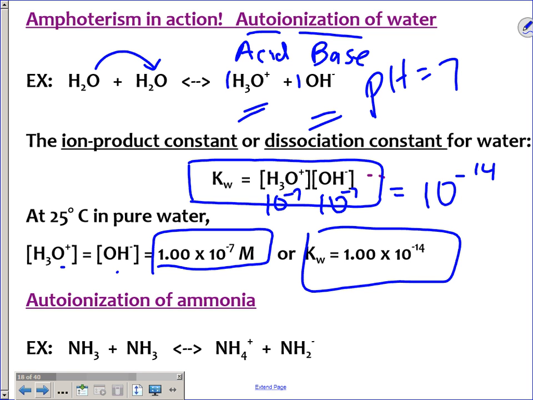So if I give you KW, which is always 10 to the negative 14th, I could say, hey, here's the concentration of hydronium, find the concentration of hydroxide. So you can plug it into this equation. You'll see maybe a little bit more of that on your video tonight.